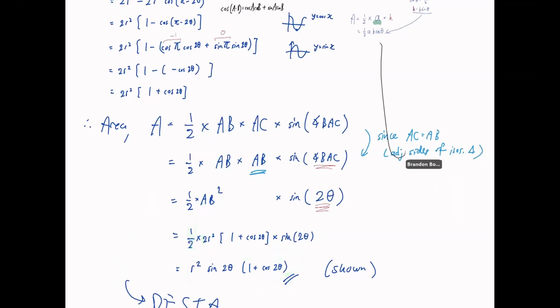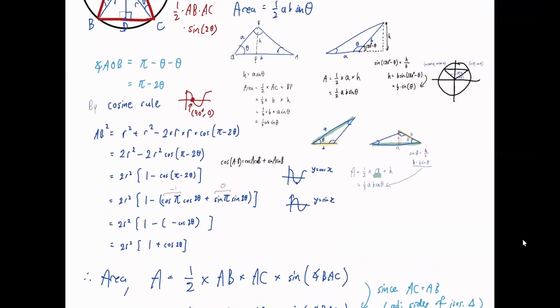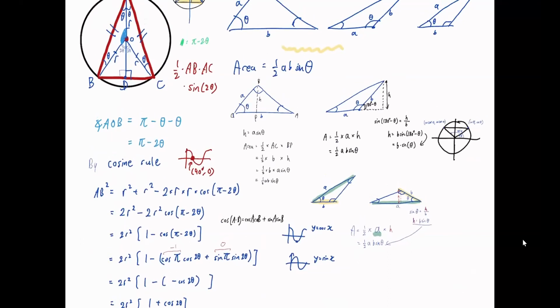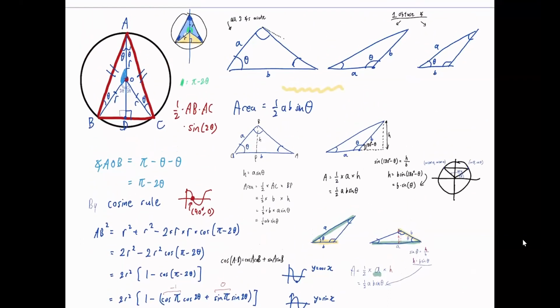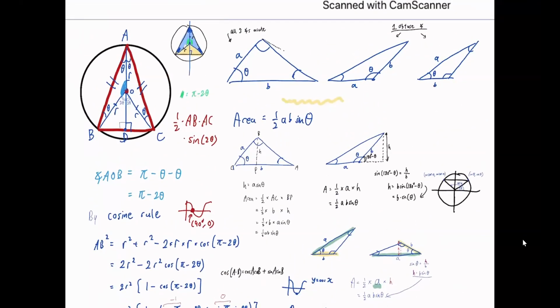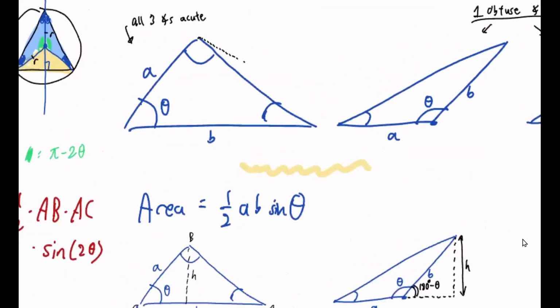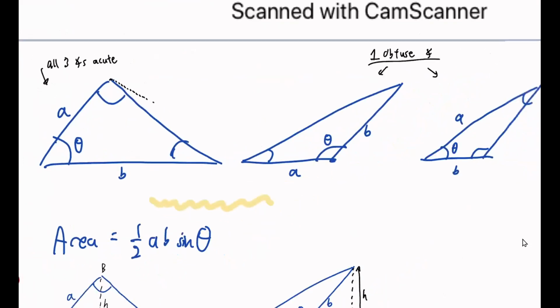And what about the above, where you draw the stuff? Oh, I'm just explaining to you. All of this is extra. I just wanted to explain to you why this formula, half AB sine theta, works. I consider 3 possibilities of triangles. These are all the possibilities.